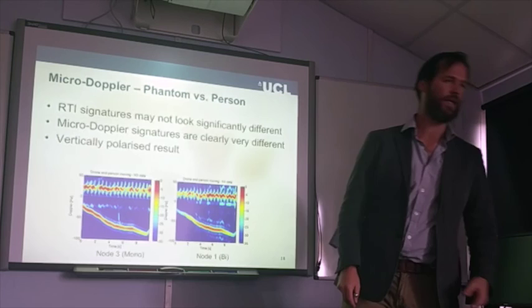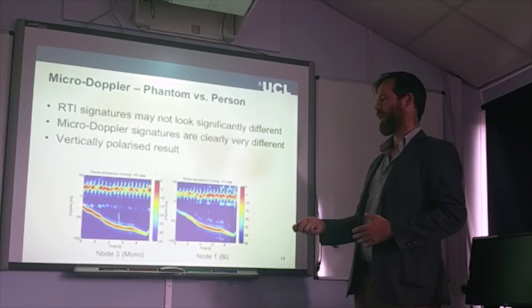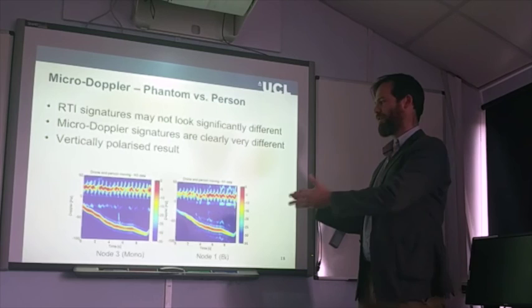So here you've got the individual person walking away with his arms and legs swinging in a periodic manner as people walk. And here you have the drone platform flying in the opposite direction. So clearly in this domain you can see a significant difference between a person and a drone.